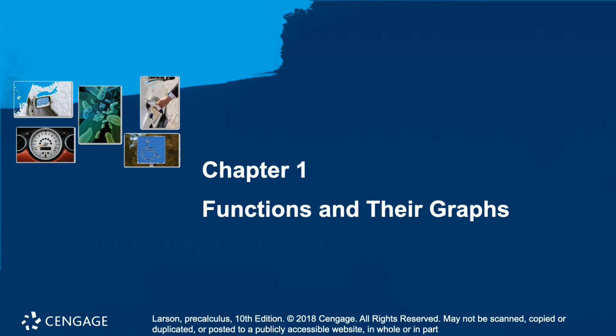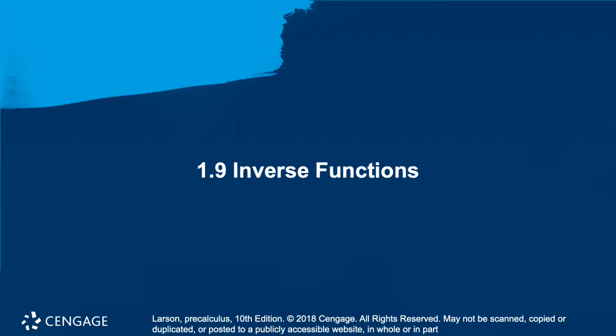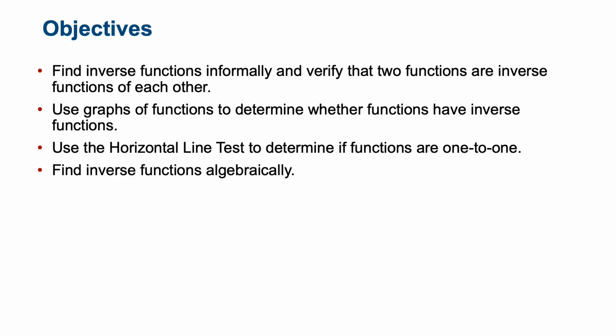Okay, welcome back to chapter 1, to the last section that we're going to cover in this chapter, which is inverse functions. Super exciting. In this section, we're going to talk about what inverse functions are and how to see if two functions are inverse functions of each other. We're going to use graphs of functions to determine whether they even have inverse functions. We're going to use the horizontal line test to determine if functions are one-to-one. And then we're going to find inverse functions algebraically.